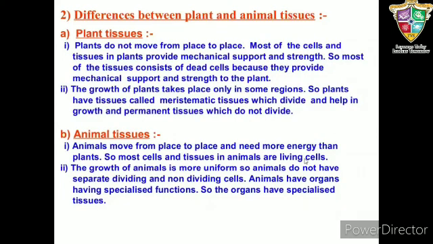Animal tissues. Animals move from one place to another and need more energy than plants. So most of the cells and tissues in animals are living. The growth of animals is more uniform. So animals do not have separate dividing and non-dividing cells.